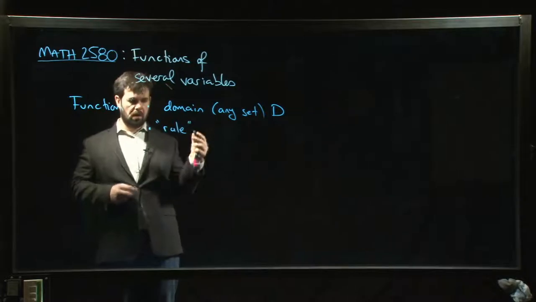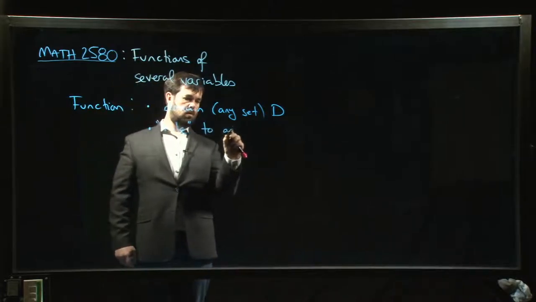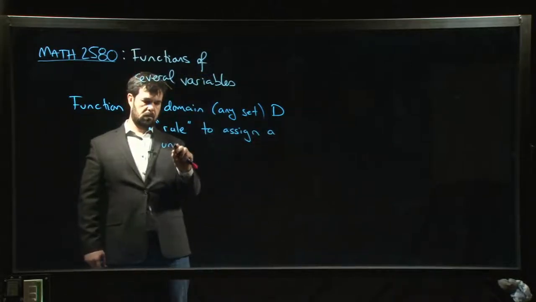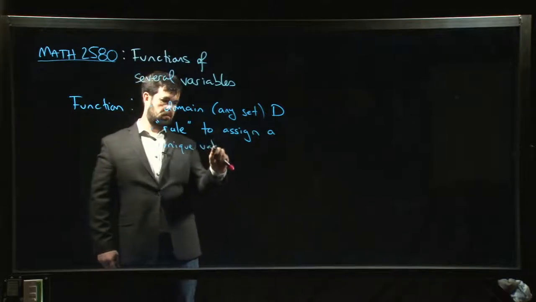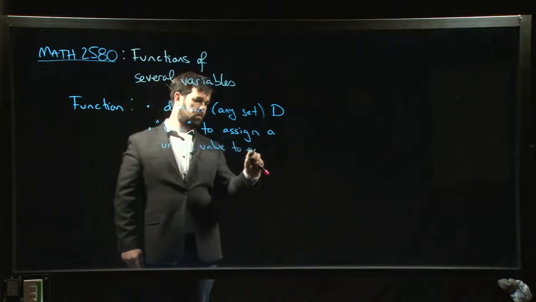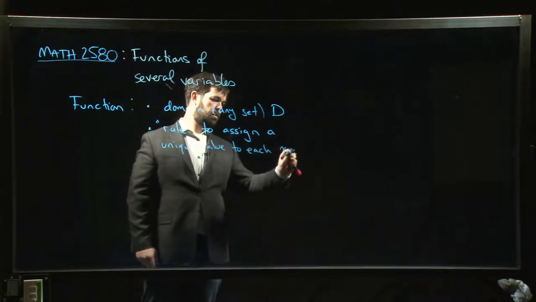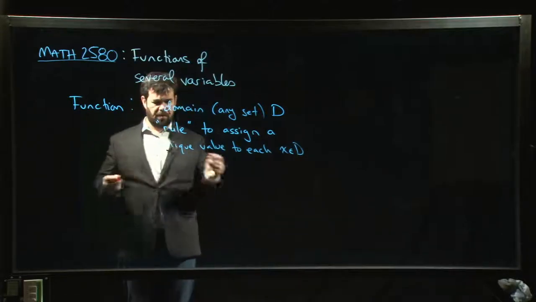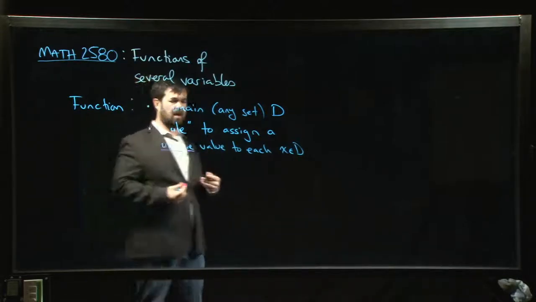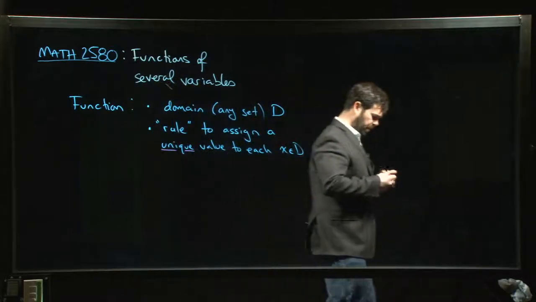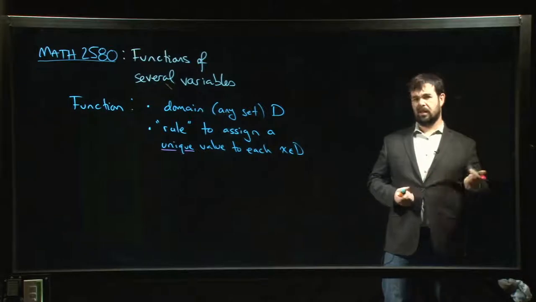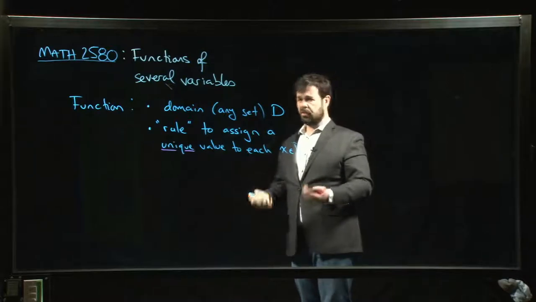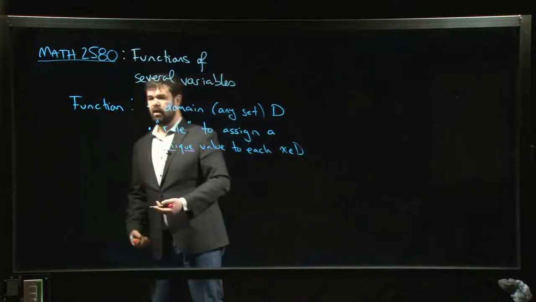You need this so-called rule to assign a unique value to each element of your domain. And the defining property of a function is this uniqueness here. And of course, these values live in some other set. In Calc 1, the domain and the codomain, which is the set where your function takes values, are both subsets of the real numbers. In fact, the codomain is always R.